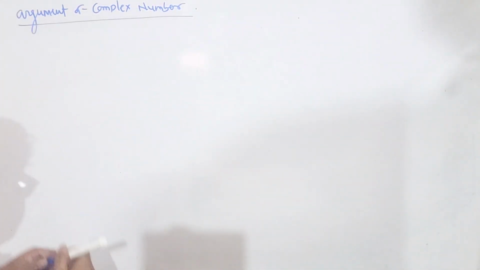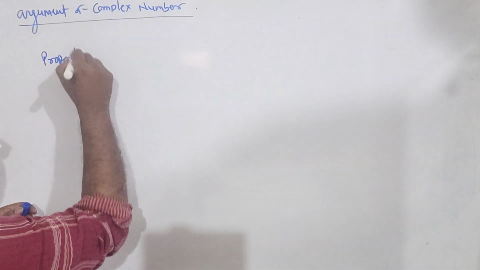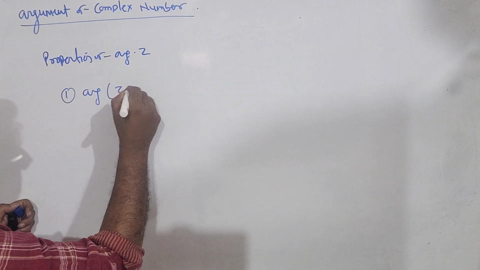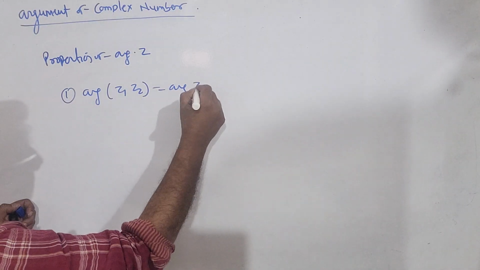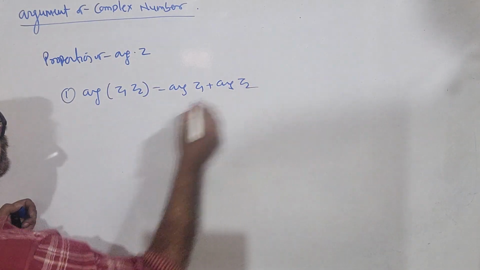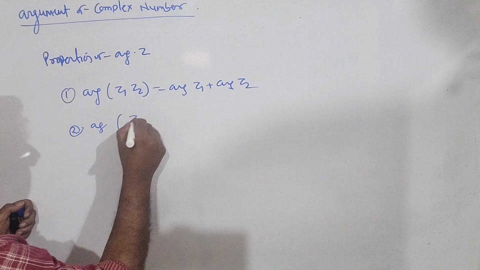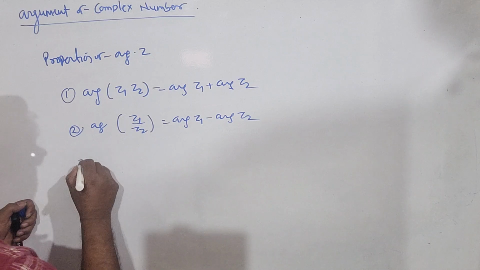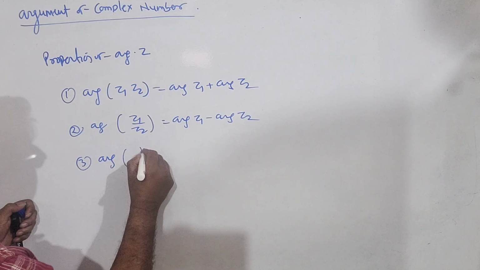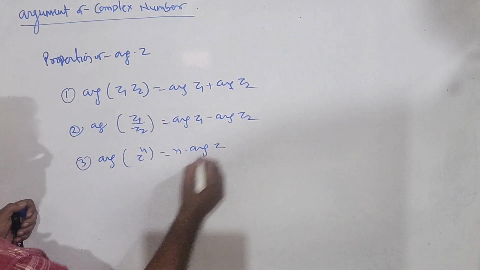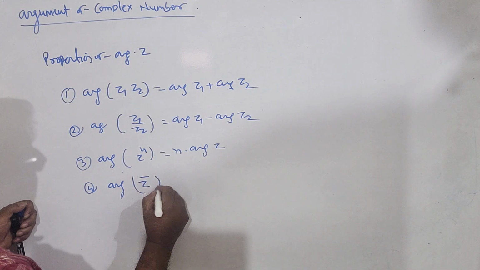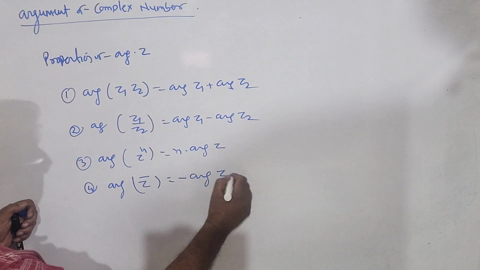Now coming to the new aspect of the argument of a complex number, the properties. Properties of argument of Z. The argument of Z1 into Z2 is argument of Z1 plus argument of Z2, and argument of Z1 by Z2 is argument of Z1 minus argument of Z2, and argument of Z to the power n is n times argument of Z, and the argument of Z conjugate is minus of argument of Z.